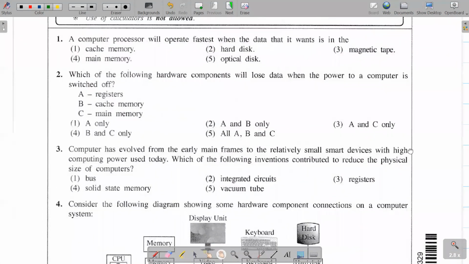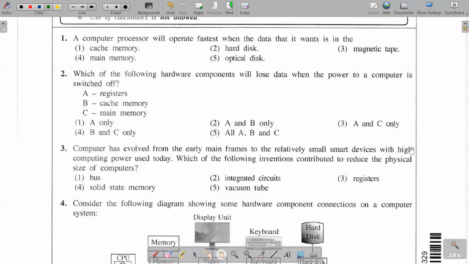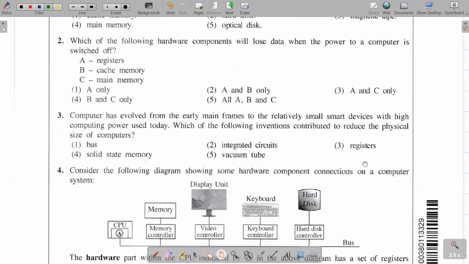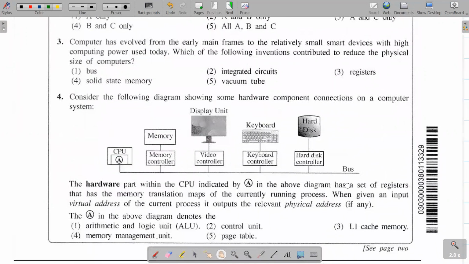Okay. So the first question. Who needs first question? Second, third, fourth. Okay. Right. So make a good cut here.